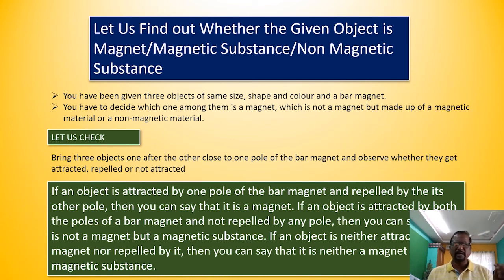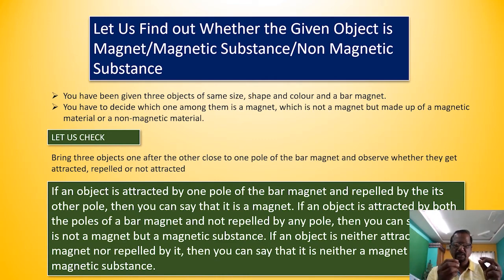And someone has given you a bar magnet and asks you to check whether the given object is a magnet, a magnetic substance or a non-magnetic substance. Are you confused? Now let us do an activity for that. Take the bar magnet and bring the objects which have been given to you closer to it. Now let me take the first object.